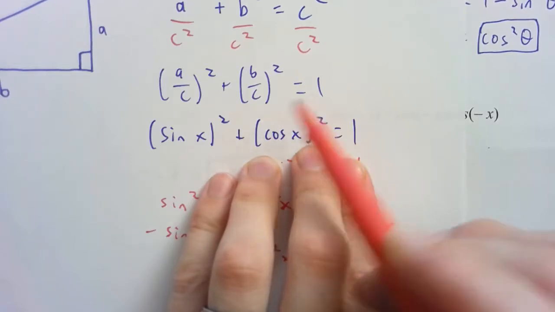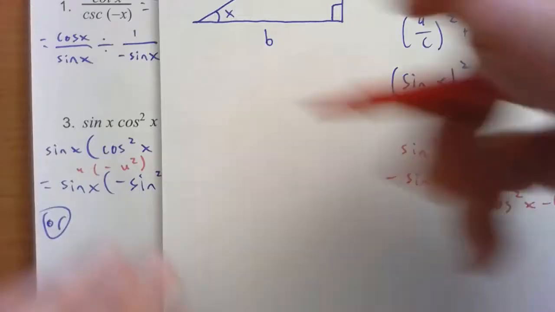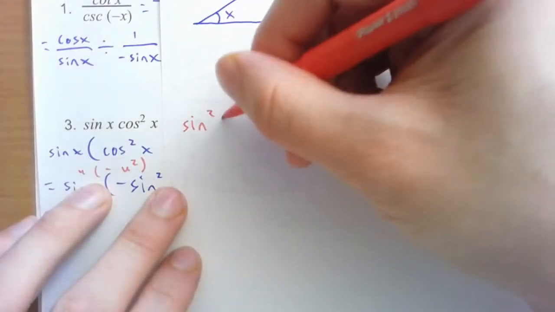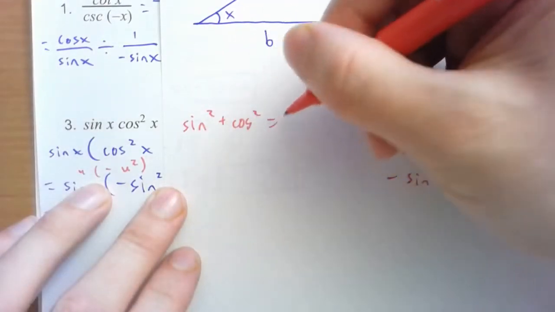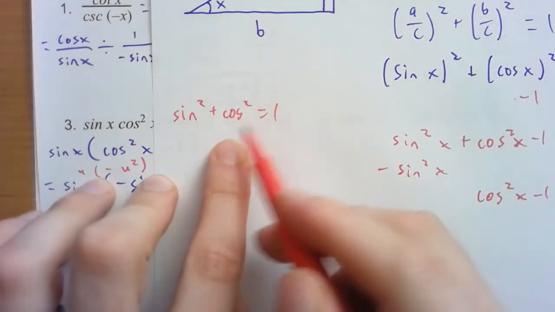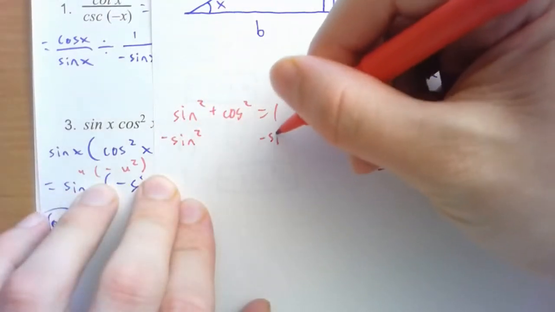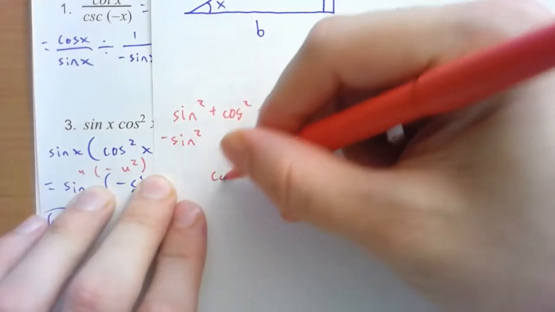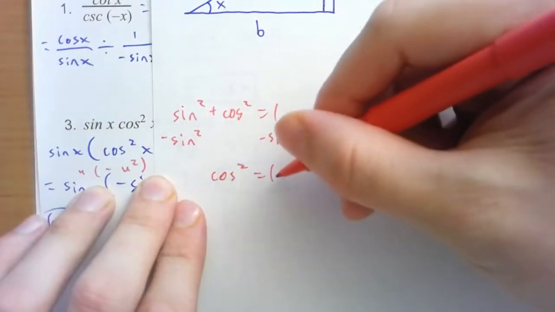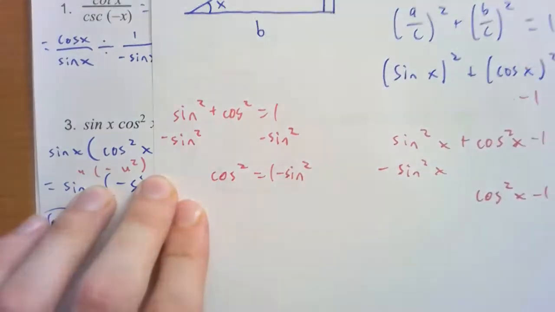Well, I'd want to isolate cosine squared. And so if I've got sine squared plus cosine squared is 1, to get cosine squared by itself, I would subtract sine squared. And that would mean cosine squared was 1 minus sine squared.